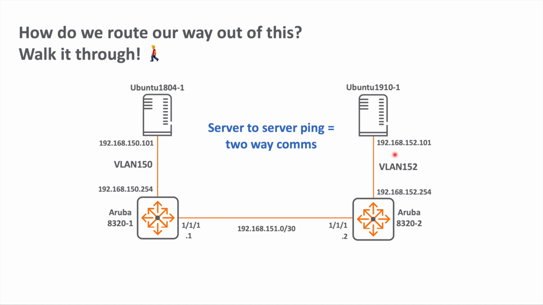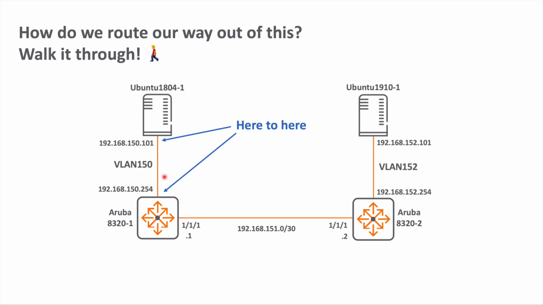Okay, so let's walk it through. Now, we want to be able to ping from left to right, but with a ping, that's actually two-way communication, because a successful ping is an ICMP echo request, which will go from left through the CX devices to right, and then it will be the response coming back here. So if we walk it through, if we're pinging from 192.168.150.101 over to 192.168.152.101, this is the first segment that we need to traverse.